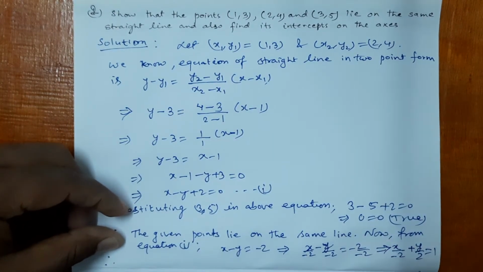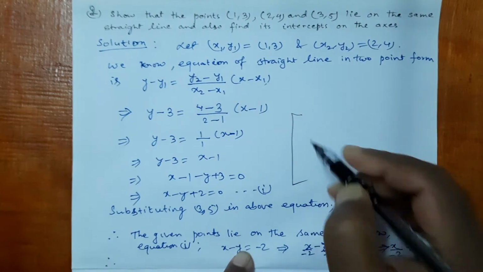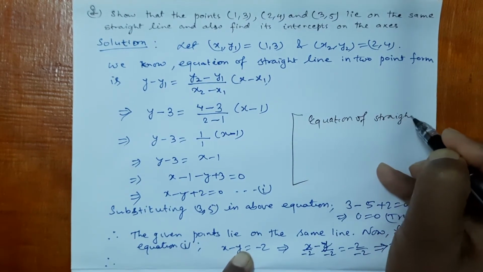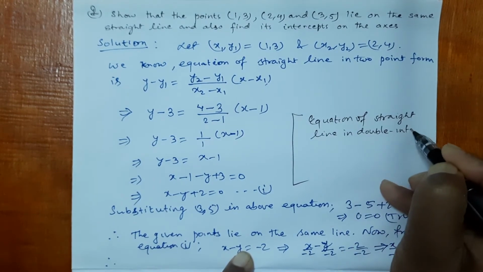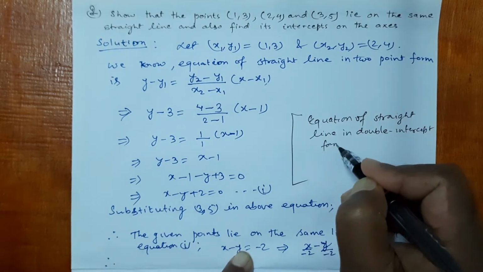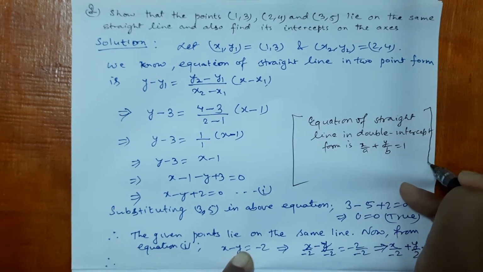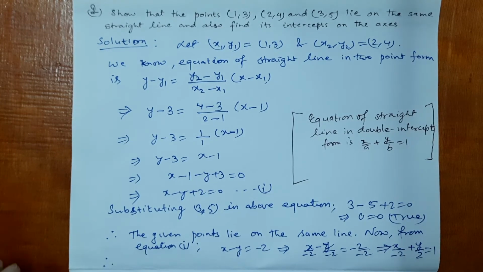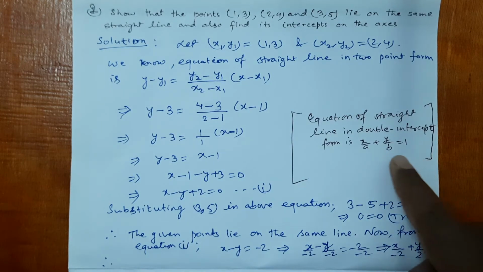Therefore, if you compare this with x over a plus y over b, our equation of a straight line in double intercept form is x over a plus y over b equals 1. So if you compare this equation with that double intercept form, in place of a we have minus 2, in place of b we have 2. X intercept a equals minus 2, Y intercept b equals 2.